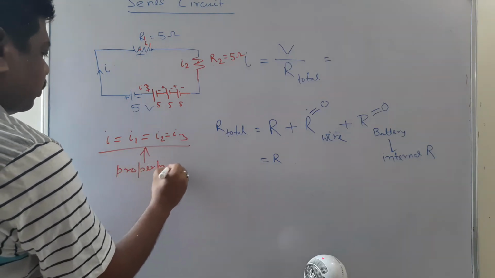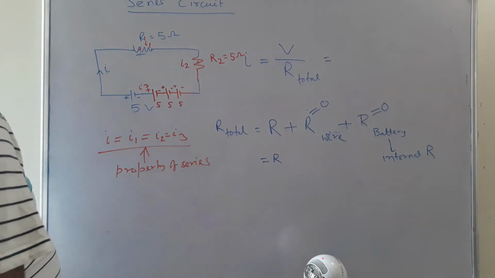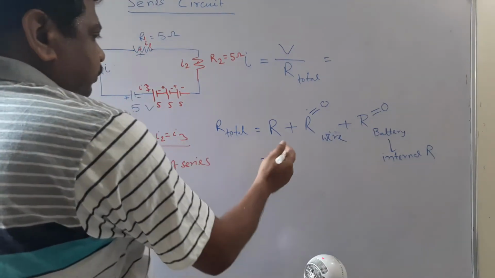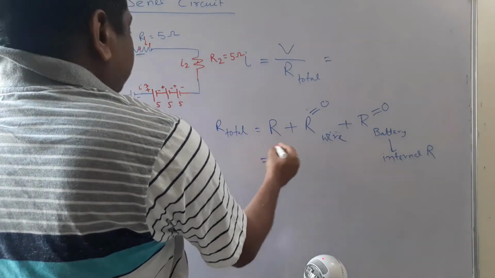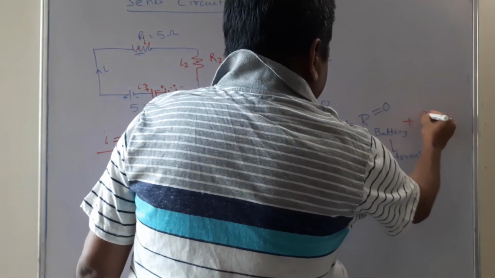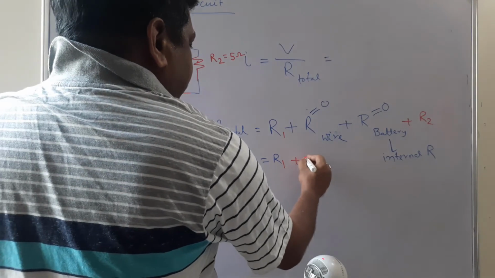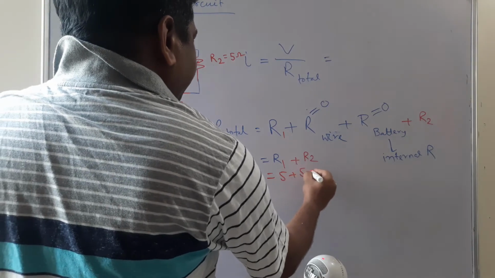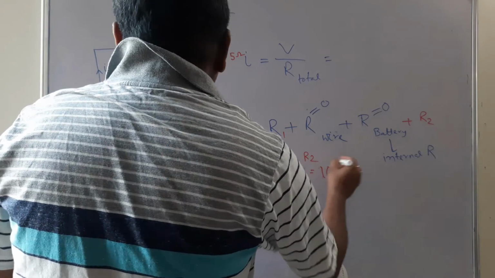This is the property of series resistance, of series connection. Okay, so now what will be the resistance here? So here R is equal to R1 and there is another, R2. So this is R1 plus R2. So this is 5 plus 5 equal to 10, right? 10 ohm.